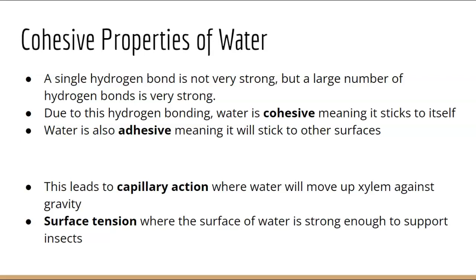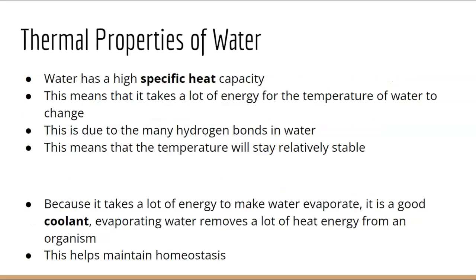When we're talking about plants, water moving up the xylem against gravity, that's called capillary action. And then finally, surface tension, where the surface of water is strong enough to support like certain insects, like you might have like a water strider walking across like the top of a river, that's called surface tension. It's strong enough to hold something really light, but if you were to try and walk on water, obviously that wouldn't work. Okay, moving on, the thermal properties of water, so this is like our second theme.